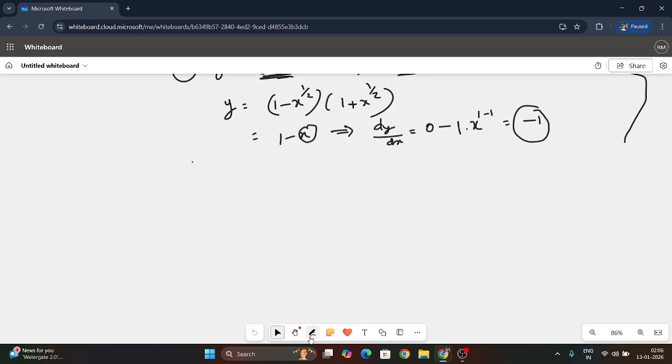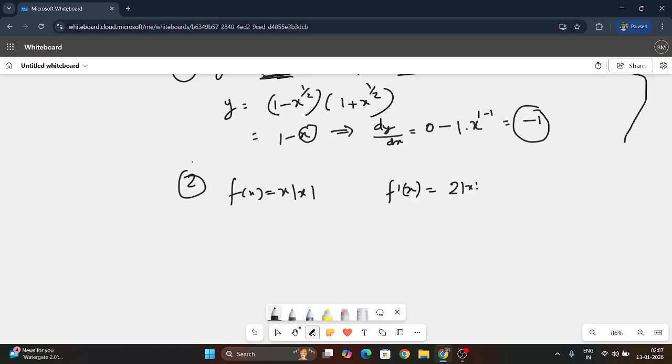And the problem is, let's write the question. The second problem: a function is defined, f(x) is equal to x mod x, okay, and then we have to find f dash x, or you can say, let's prove that f dash x is equal to twice of mod x. We have to prove that.